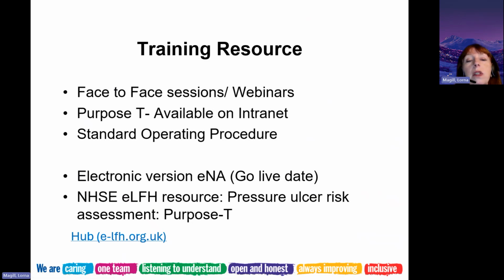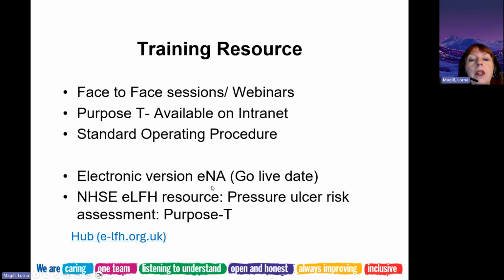So, training resources available. As you will hopefully know, we've been running and continue to run a few face-to-face sessions, and there are a selection of webinars advertised on the intranet, which people can apply to attend and log in and join online. I've shown you at the very beginning where our Purpose T resources are available on the intranet, and that is where the SOP will be published when that is ready to go.